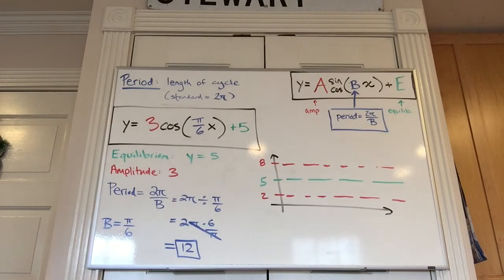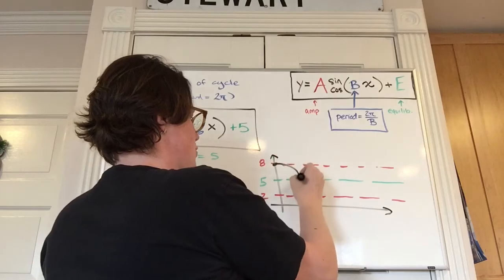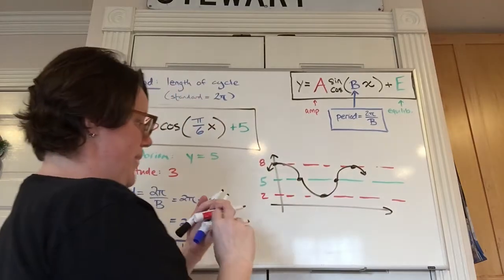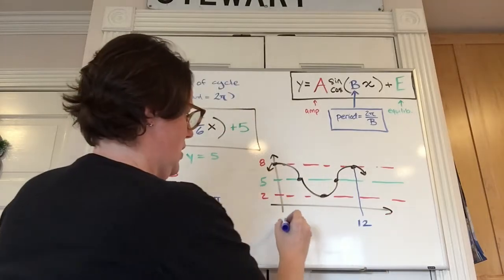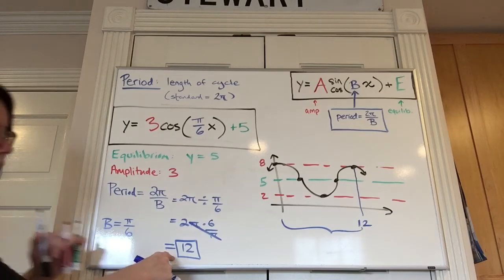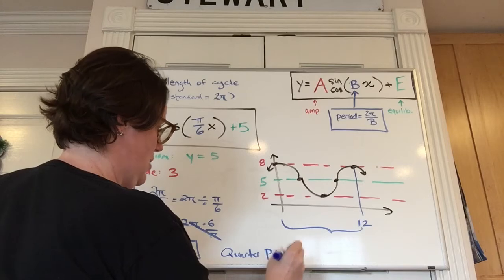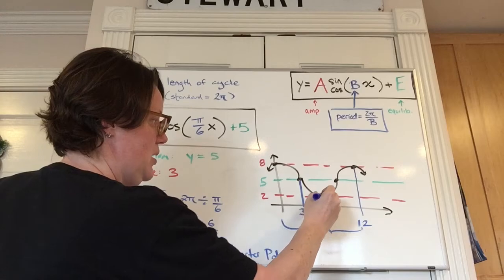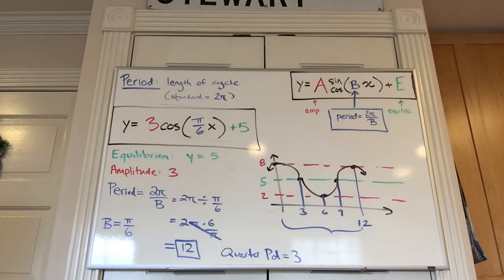So what we can do is draw a cosine graph. Cosine always starts at its maximum. So I do 1, 2, 3, 4 sections. And I say the amount of time to do that cosine graph was 12 units. It took 12 units to complete the full cycle. If the full period is 12, a quarter of the period is 12 divided by 4, it's 3. So the first quadrant ends at 3, then 6, then 9. Full cycle in 12 radians.